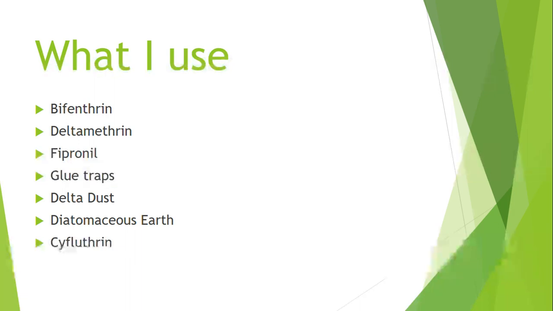So these are the chemicals I use. I use bifenthrin, deltamethrin, fipronil, glue traps, delta dust, diatomaceous earth, and cyfluthrin. We'll talk a little bit about each one and how I use it and how I spray it as we go on.